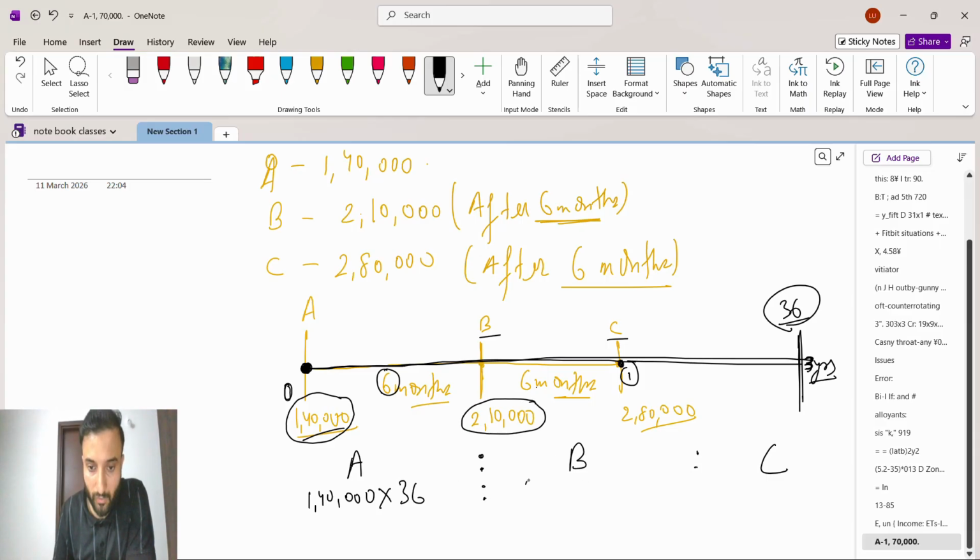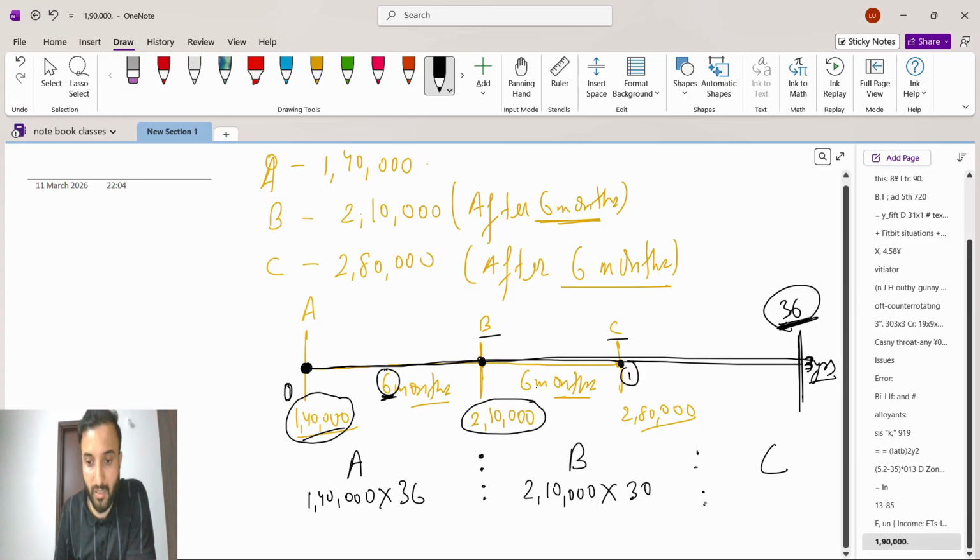Now B contributed 2,10,000, and this contribution started from which month? After 6 months, and the total is 36 months. Remaining, 36 minus 6, means it worked for only 30 months, because he joined 6 months late. 36 minus 6 is 30.